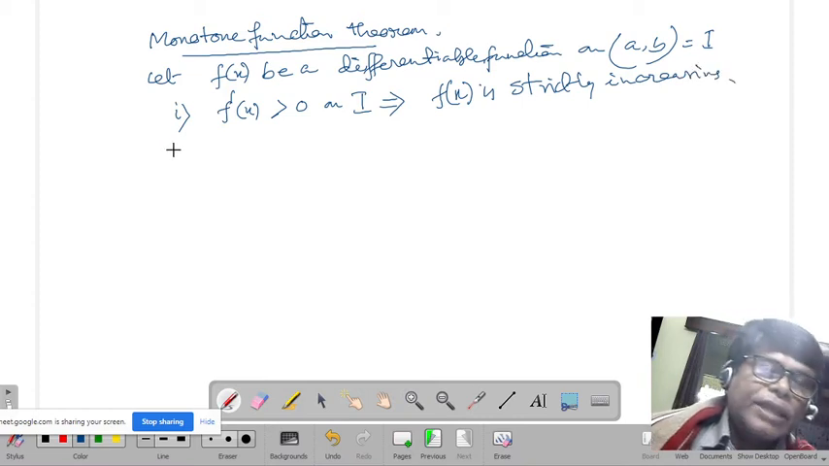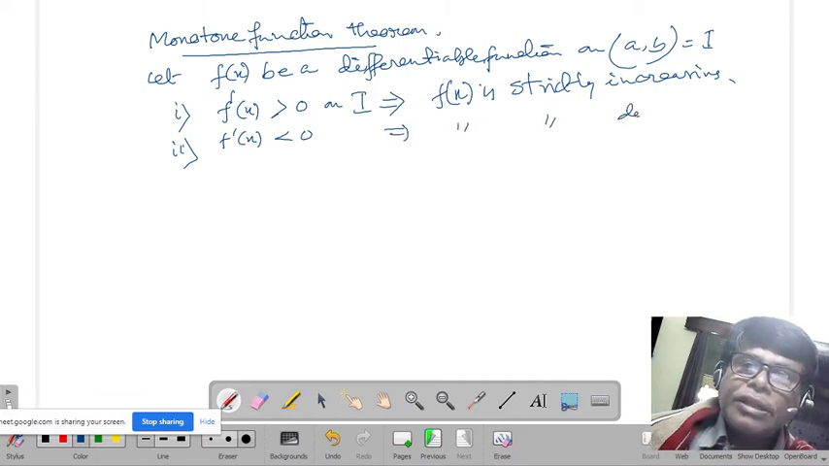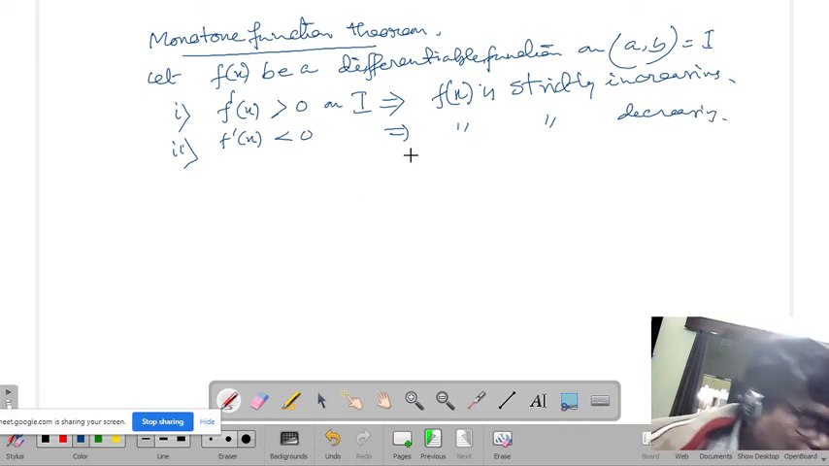Okay, secondly, if on that interval f dash x is less than 0, this implies f(x) is strictly decreasing. You can easily prove it. How?